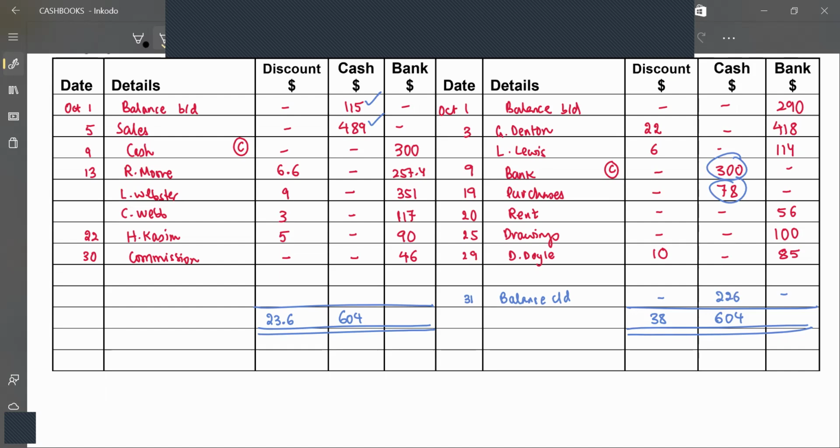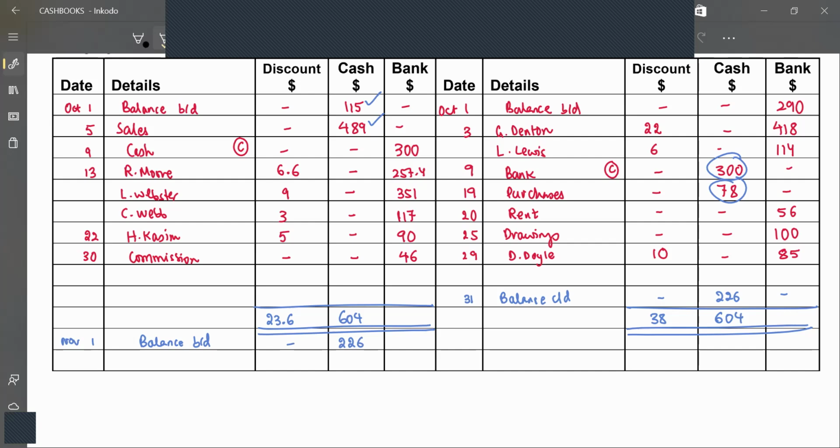This has to be brought down or carried down to the next month, or brought down from the previous month, right? So after October is November. The first day of November is November 1st. The balance that you've brought down from the previous month in the cash column is $226. Understood?